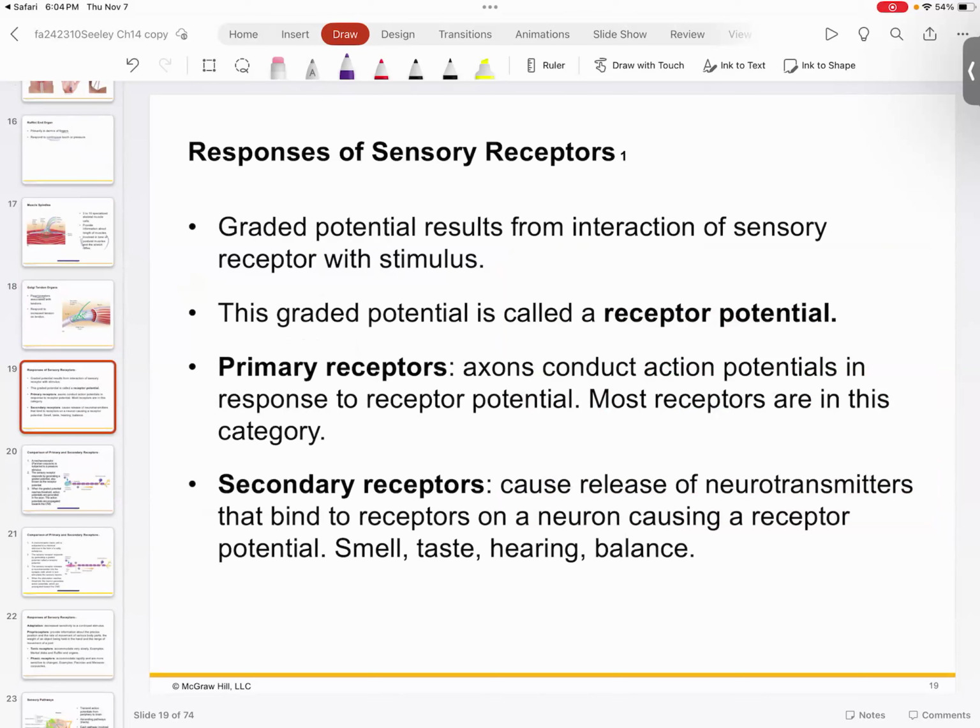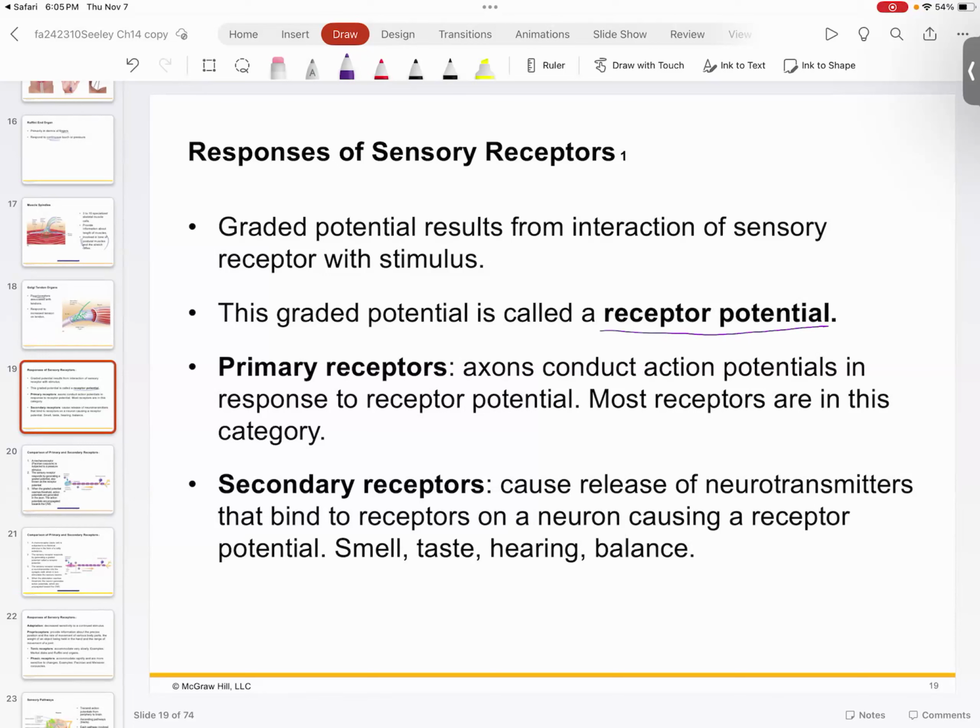The responses of our sensory receptors: when they receive a stimulus or an interaction, it'll create a graded potential. And we talked a little bit about graded potential in chapter 11. In this case, the graded potential is called a receptor potential. Remember, that's especially for a special sense.